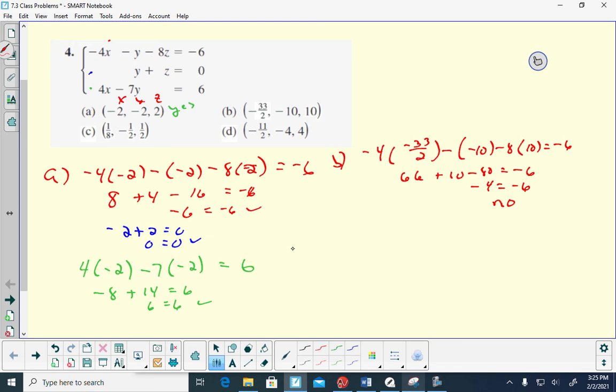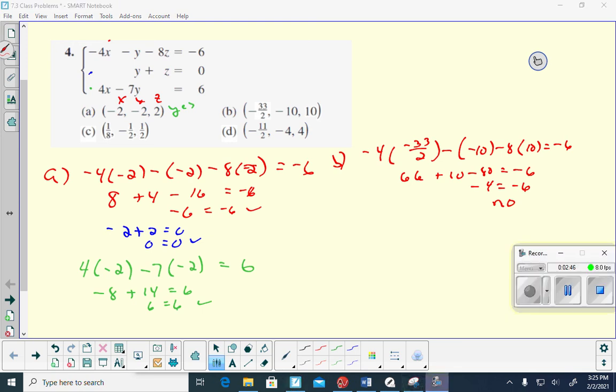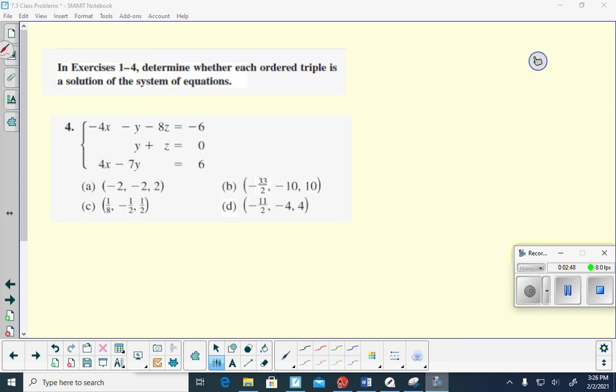So now I'm going to do C, and I'm going to put that on another piece of paper, so give me a second. Okay, I just need a little bit more room. So now I'm going to do C.